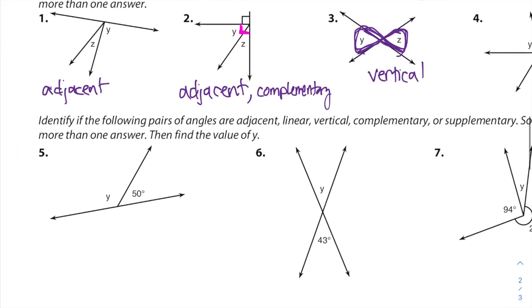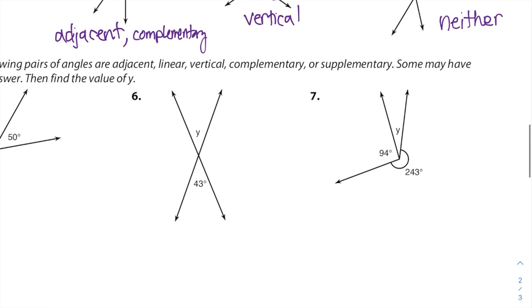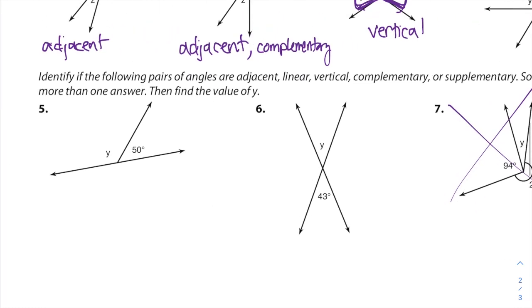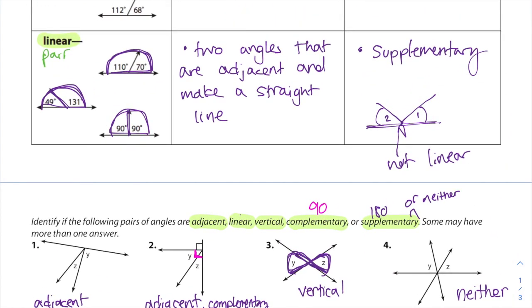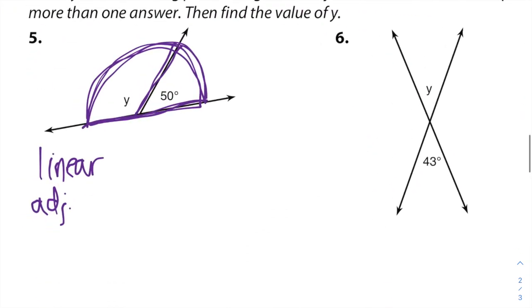All right. So the last couple examples, I'm going to actually skip number 7 because we're not doing that. The last couple examples is asking you to identify if they're adjacent, linear, vertical, complementary, or supplementary, and then try and solve for y. So in this one, we know for sure that these are adjacent because they're right next to each other, but it also makes that straight line. So this is the one where I can draw that little half circle and say, ooh, these are linear. They're also adjacent. And if it's linear, remember up here, if it's linear, it is also supplementary. So I'm just abbreviating here.